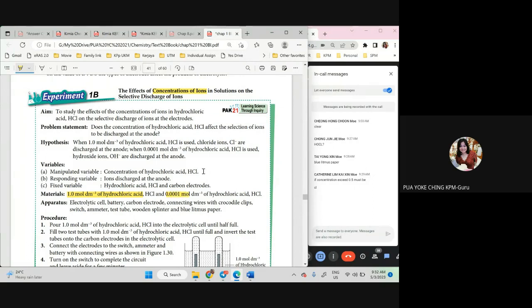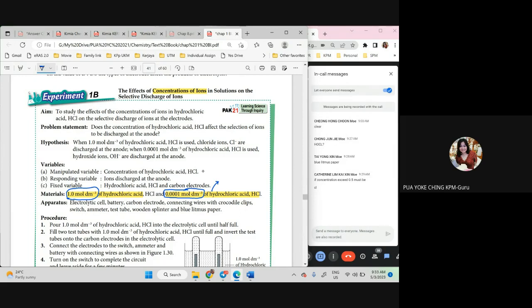Dia bagi 0.0001 mole DM minus 3 hydrochloric acid. Okay? So, if you are the one who suggests, ini kena ingat, must be 0.0001. Ada 4 decimal place. Ini pernah keluar sekali dalam SPM. Dia tanya, what is the concentration? Ke dia minta you suggest. So, dia memang accept. The first one, dia memang dah bagi 1 mole. The second one, he asks you to suggest the concentration so that you will not get the chlorine gas.